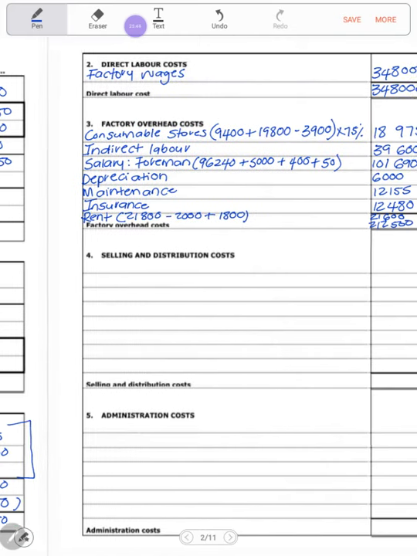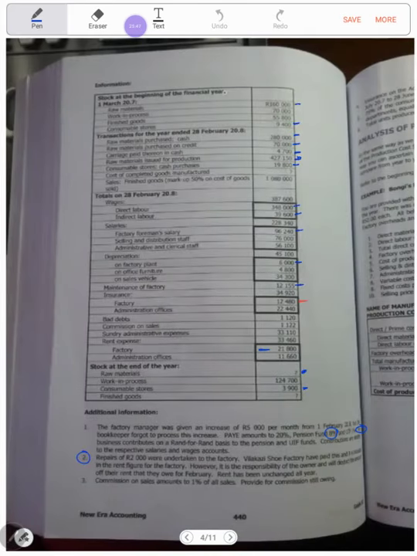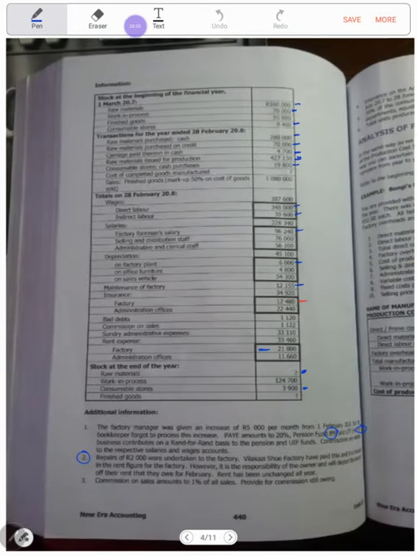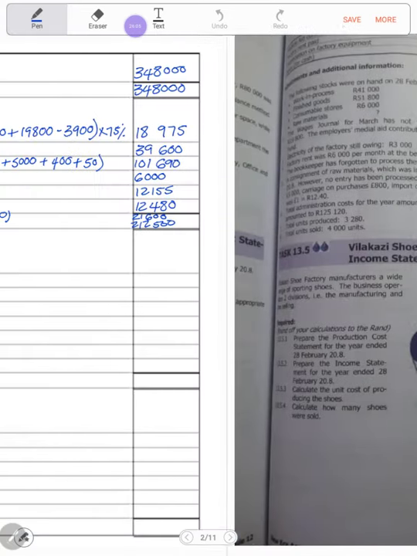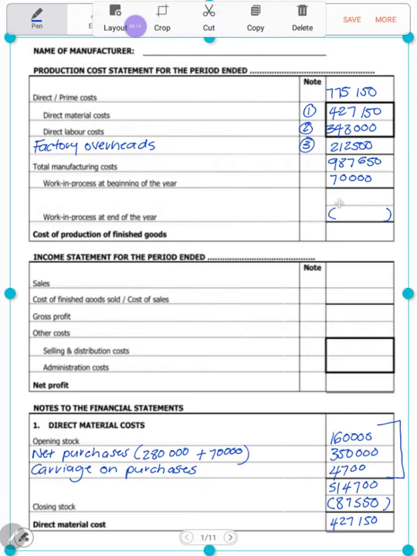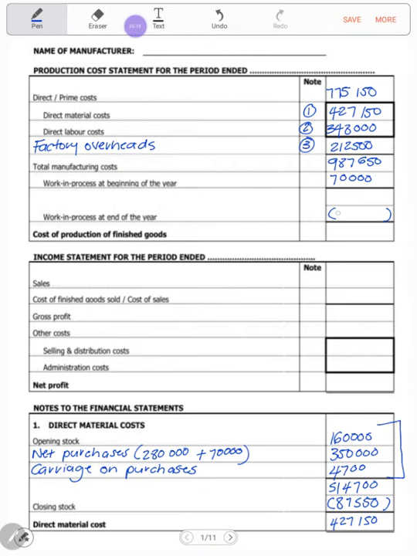Right? Remember, they told us our work in progress at the beginning of the year. Did they give it to us? Yes, they did. It was 70,000. So we can just add the information here that's been given to us. Did they give us work in progress at the end? Yes, they did. 124,700. So we can go and put that in. And remember, that's in brackets because it's still a work in progress and we only want finished goods. Okay. So 124,700.